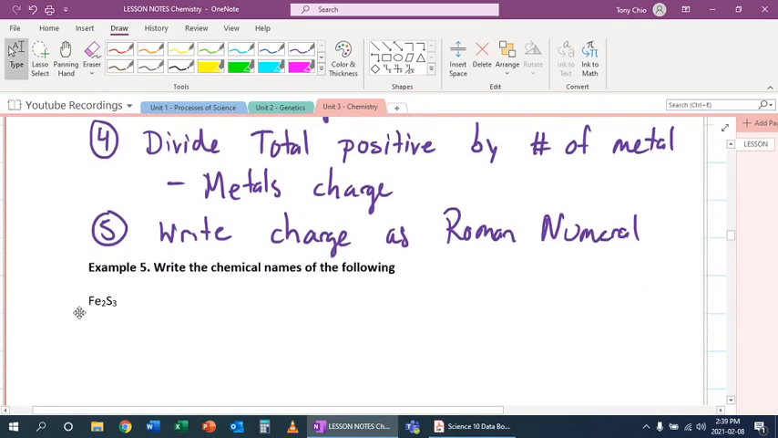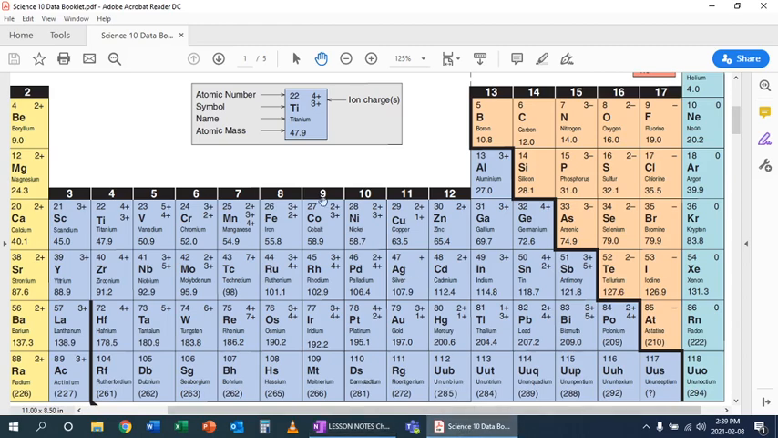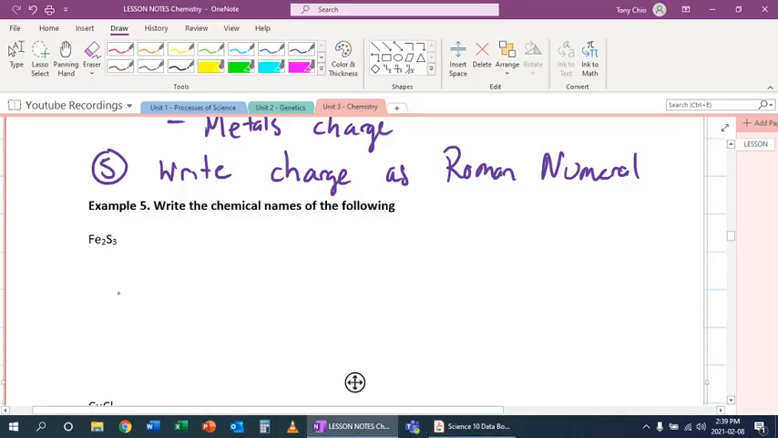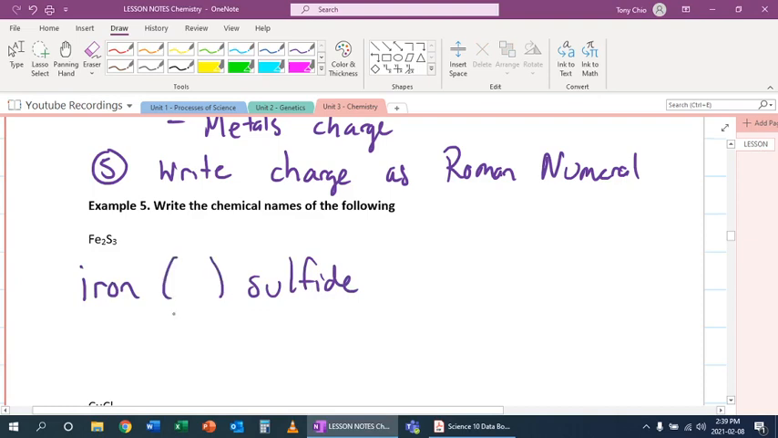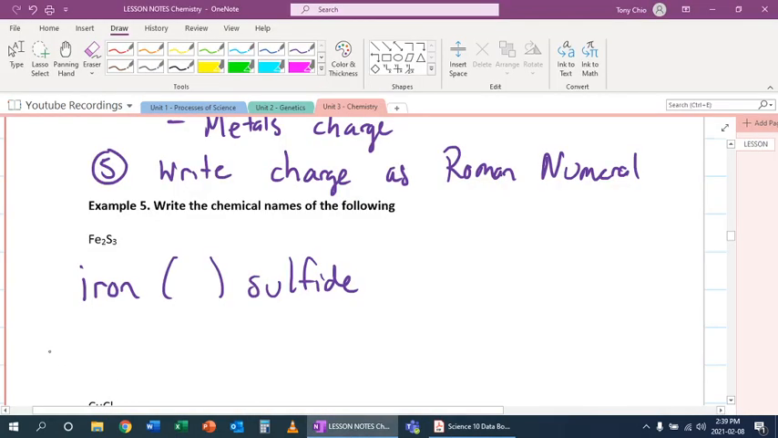So we have Fe2S3. So we're going to ignore the Roman numeral first. We know that Fe right here is iron and S is sulfur. So it's some form of iron sulfide. But we got to find that Roman numeral that goes in between. So what do we do? We look for sulfur. Sulfur has a -2 charge.